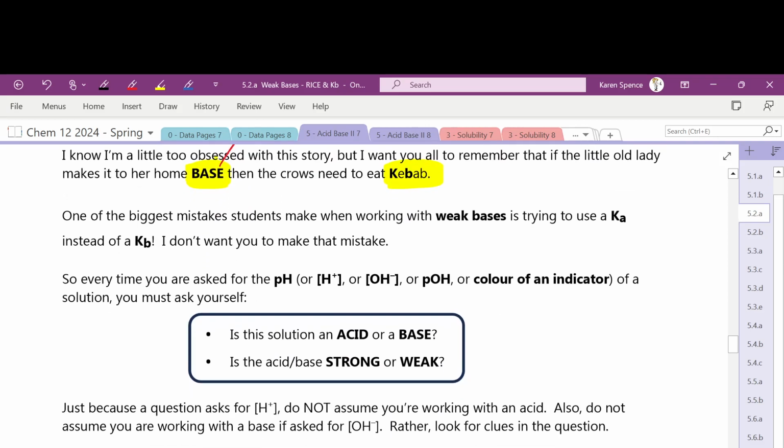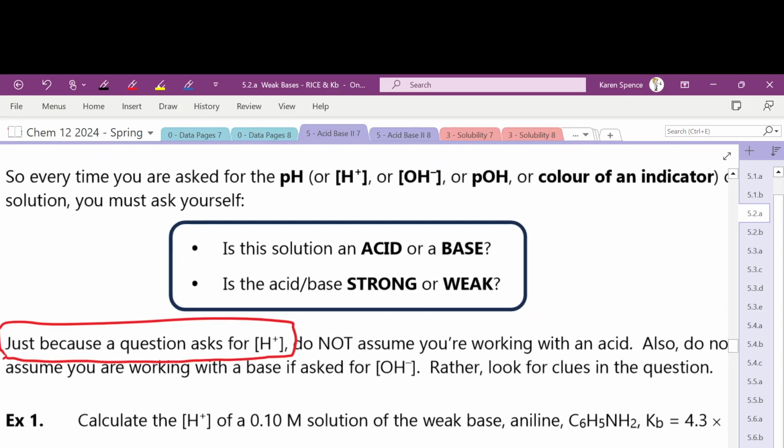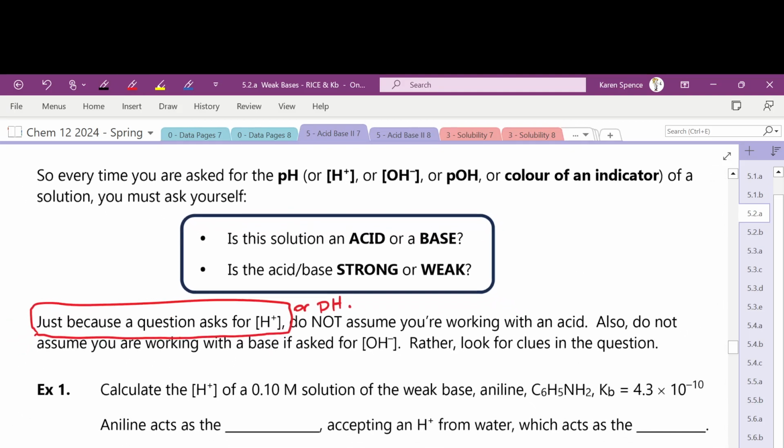So just because a question asks you for H+, do not assume you are working with an acid. You could be working with a base. You'd have to find hydroxide and then convert it to hydrogen. Yes? Or if I ask you for pH, you'll just end up with a high pH because you've got a higher hydroxide concentration.